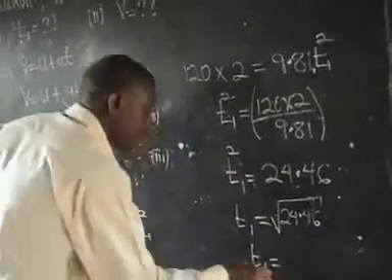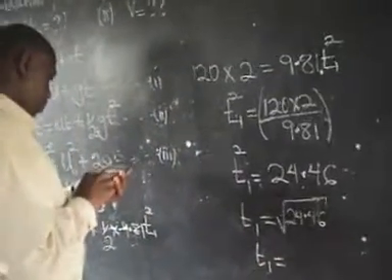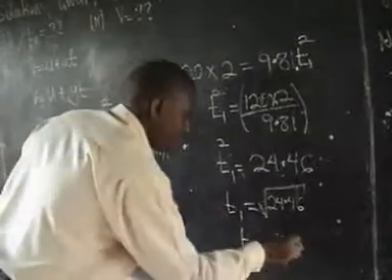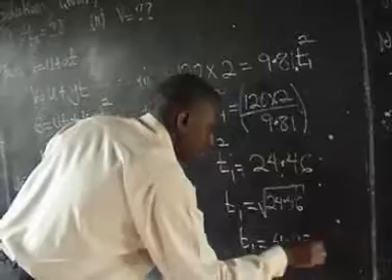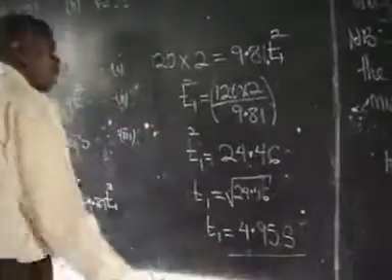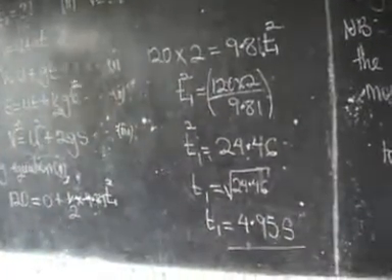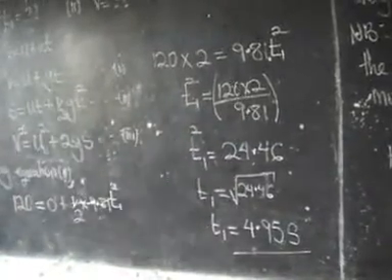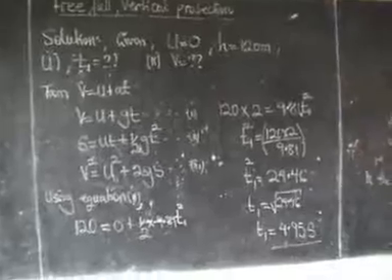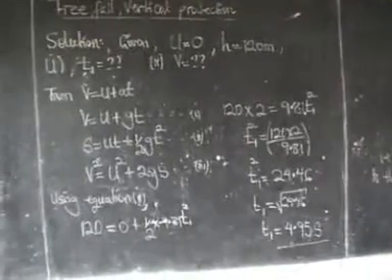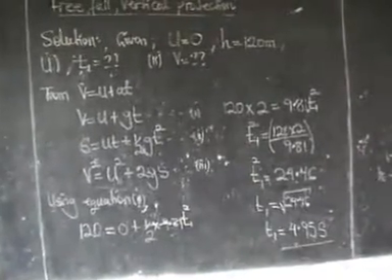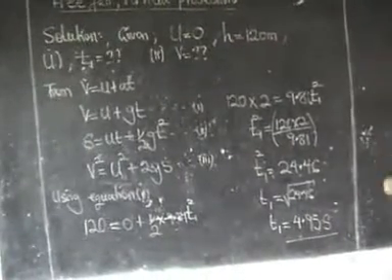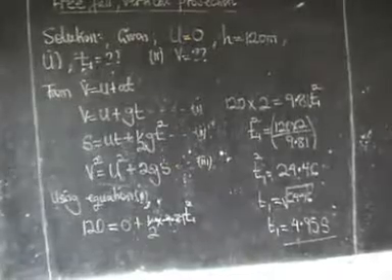So t1 is equal to root 4.95 seconds. So that will be the time taken by that body to drop through a height. Calculate the velocity with which that body will hit the ground. So you have to think of an equation which has velocity in it.